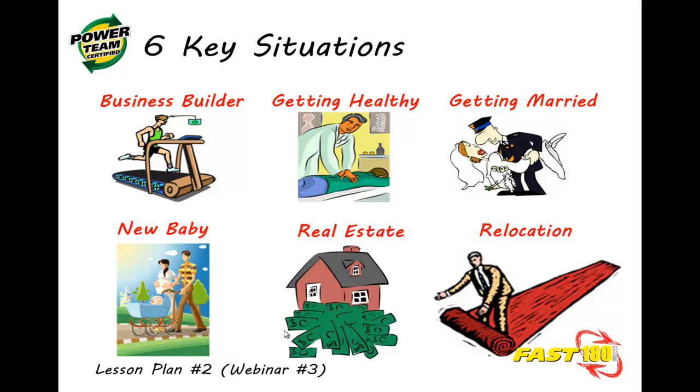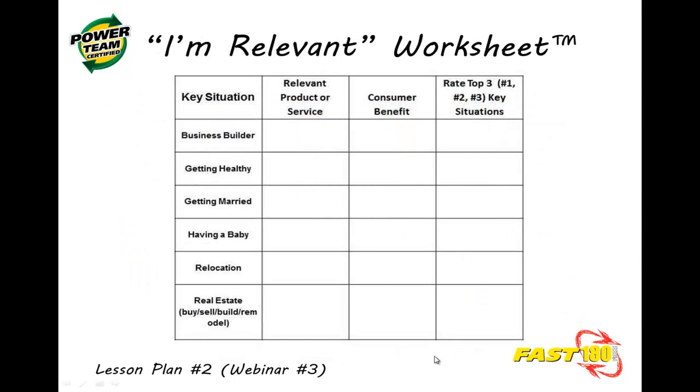The I'm Relevant worksheet essentially is helping you clarify whether or not you're relevant to which of the 6 key situations, so that's the first column. If you have a product or service that's relevant to the 6 key situations, what's the consumer benefit? And then clearly there are going to be some key situations that are more productive for your business than others, and you'll be able to prioritize those in the right column. So now that we've refreshed our memory on the 6 key situations, I'm going to give you an example on how the I'm Relevant worksheet would be completed for a massage therapist.